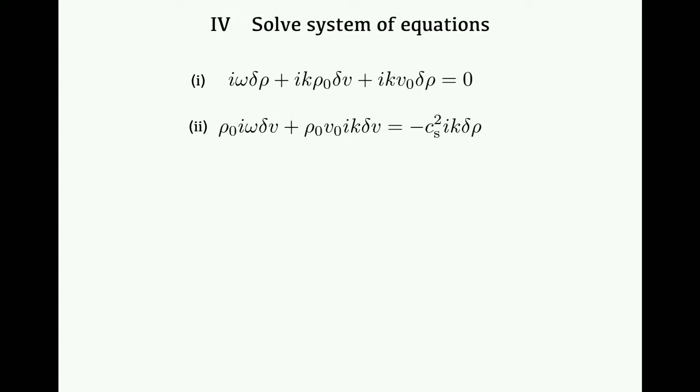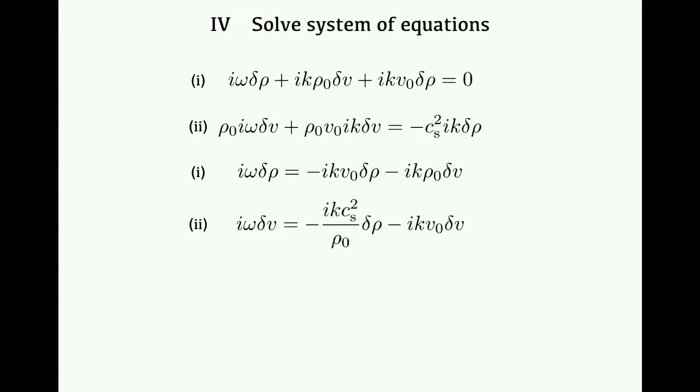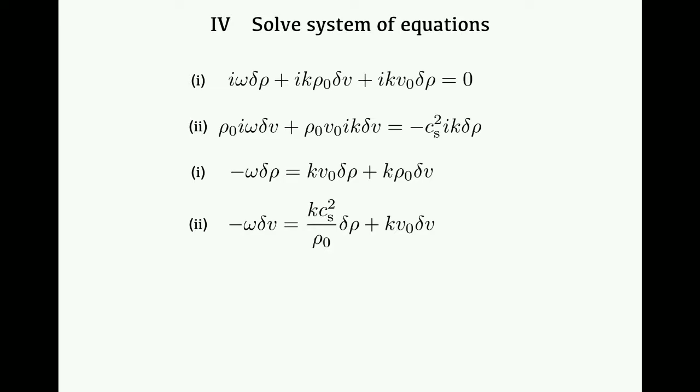Then we restructure the equations in a way that we isolate the omega terms on the left hand side, and on the right hand side we write all the other terms. So the first equation then looks like this, and the second one like this. Now, if we look closely, we realize that all the terms have this i in it, so we can just divide both sides in both equations by minus i to simplify things, and I'm left with these two equations.